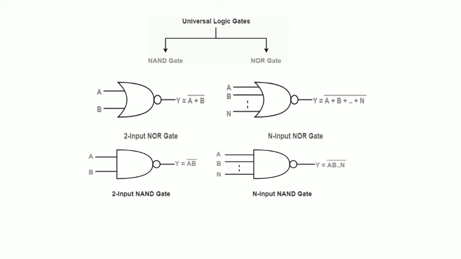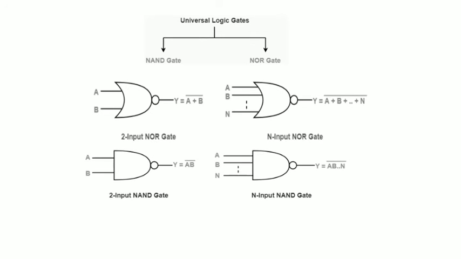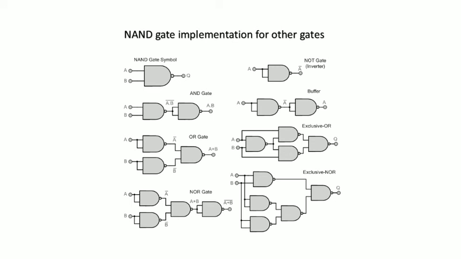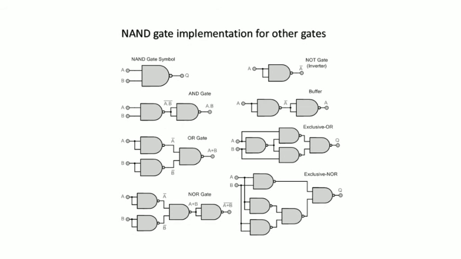Here are the symbols for the universal gates and the names of the ICs. We say the NAND gate and the NOR gate are the universal ICs. Here the symbols are there. Using these two gates we can build the remaining gates. The diagram indicates the NAND gate is used to build the rest of the gates. That's why it is called a universal gate.